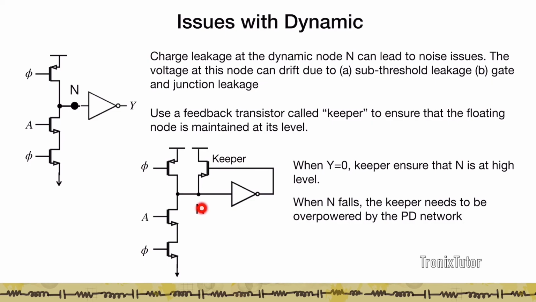And when n falls, the keeper... so when you want to evaluate this node, you need to design the NMOS in such a way that this NMOS needs to overpower the clock transistor as well as the keeper PMOS transistor. So technically what happens is this increases the delay of the circuit by 5 to 10%. So here again you're trading off noise margin for delay.